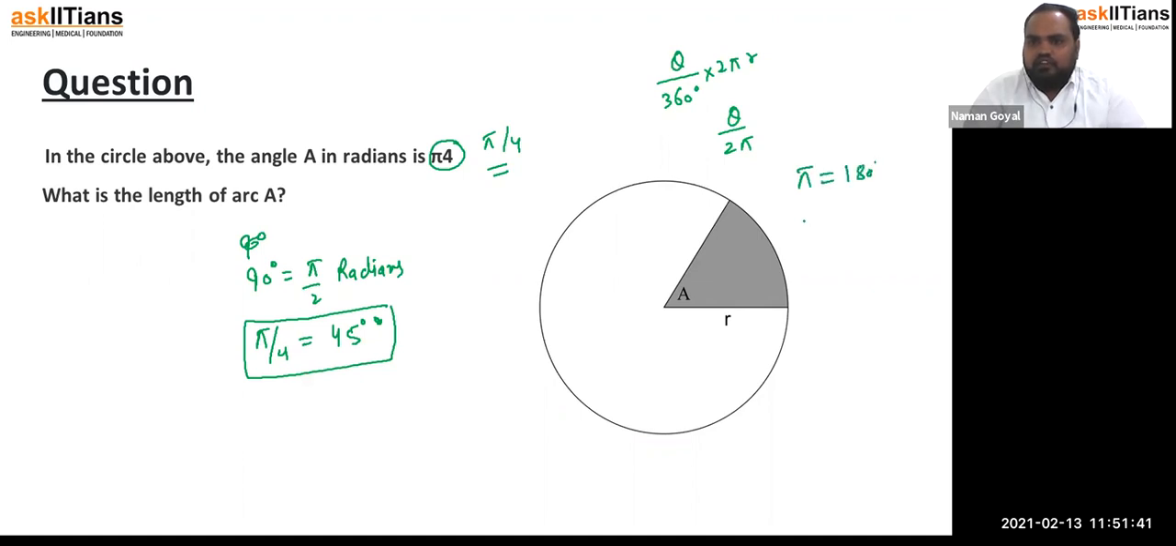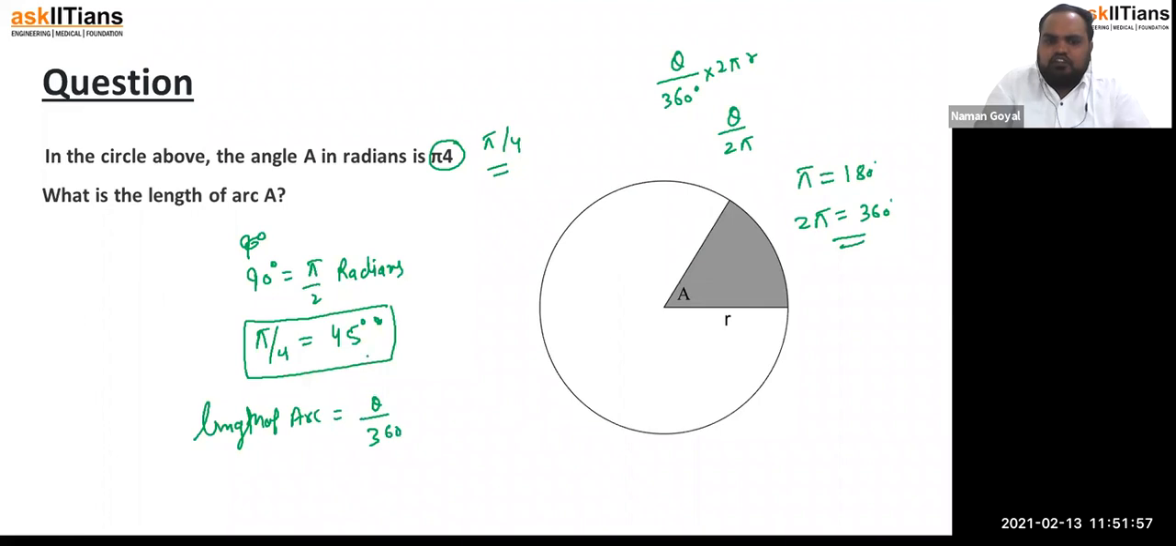180 degree. So 2 pi can be taken as 360 degree, isn't it? Okay, so you can do it in anything. The question is asking for the length of arc. So the length of arc is what? Theta upon 360. I just convert that angle into degrees, so we can take that. Theta upon 360 degree into 2 pi r.